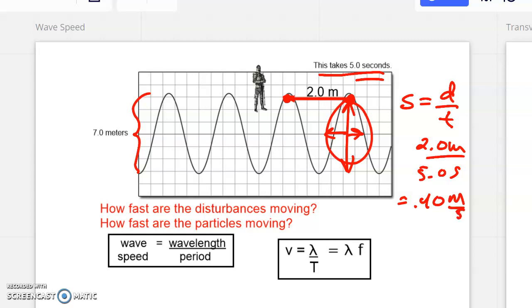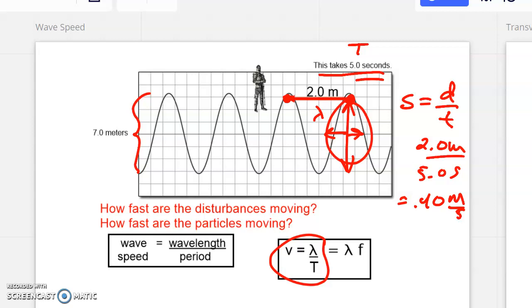Now, if you notice what I did there, I didn't say wavelength before, but I could have. I didn't say period before, but I could have. And I took those two things and I divided them. And so you can see that the wave speed is the wavelength divided by the period. That's something that you'd want to know whenever you were coming in for an exam.